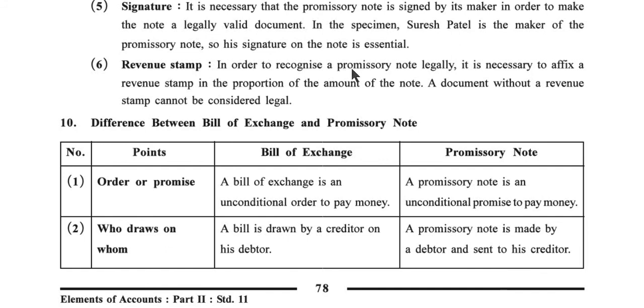In order to recognize a promissory note legally, it is necessary to affix a revenue stamp in proportion to the amount of the note. A document without a revenue stamp cannot be considered legal. So, like bills of exchange, on the promissory note also, revenue stamp is very necessary. Otherwise, it is not considered as a legal document.